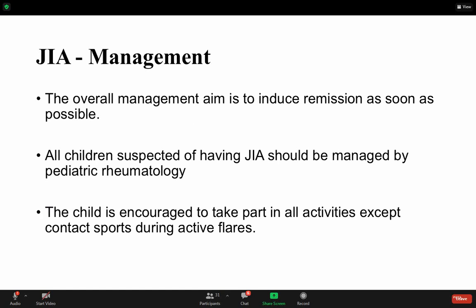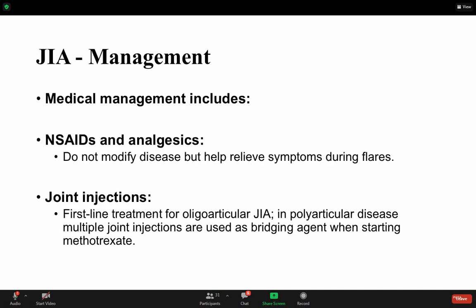Management, the overall management aims to induce remission as soon as possible عشان نحمي الجوينت من الدستركشن ونحمي من other complications. For all children suspected of having GIA should be managed by pediatric rheumatology. The child is encouraged to take part in all activities except contact sports during the active flares بس. The medical management include the NSAIDs and analgesics. These do not modify disease, but help to relieve symptoms during the flares.